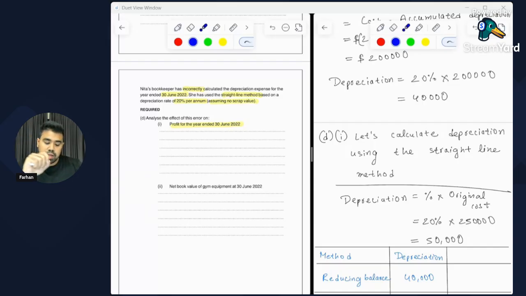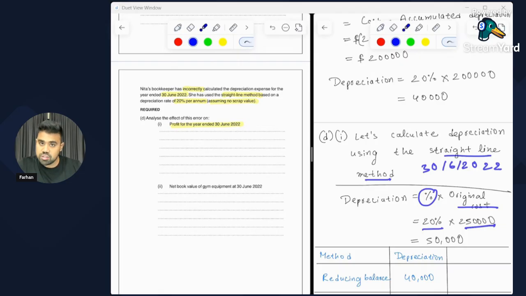Let's calculate the depreciation using the straight line method for the year ended 30 June 2022. Under the straight line method, we always apply a linear depreciation every year, which is to simply multiply the percentage we're given on the original cost. So we multiply 20% by $250,000, which is the original cost we paid to buy this equipment on 1 July 2020. This gives us a depreciation of $50,000 for the year ended 30 June 2022.